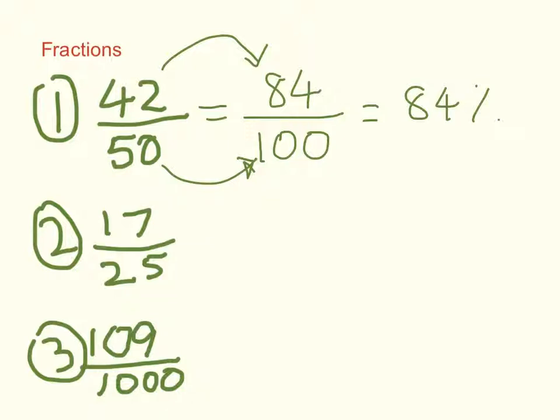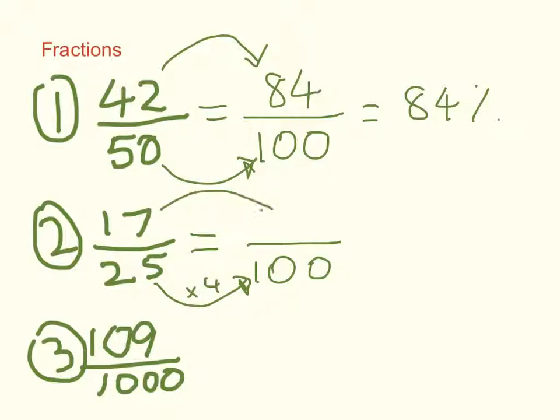Now with the next one, 17 out of 25 is going to be something out of 100, so 25 times what will give me 100? 25 times 4. So we'll do the same thing to the 17. 17 fours, 68. So that's 68%.